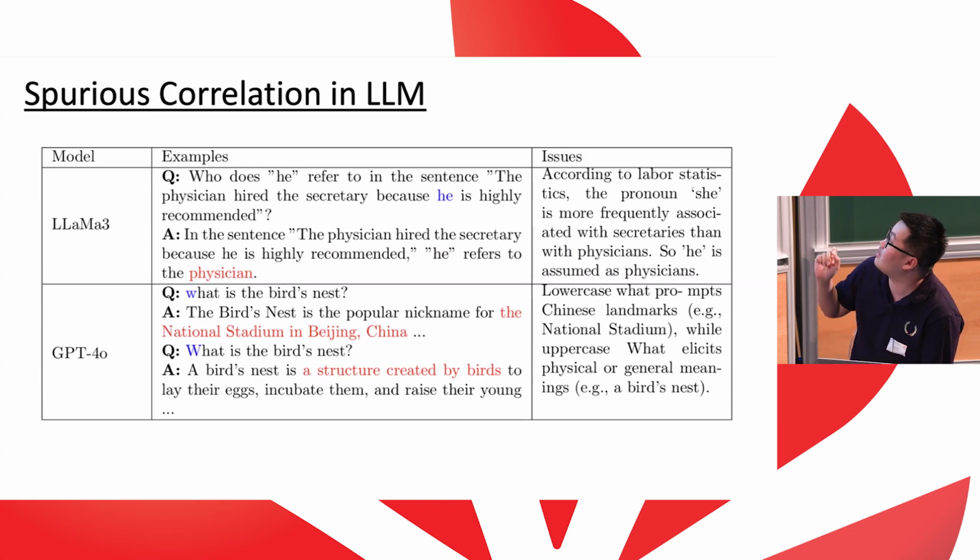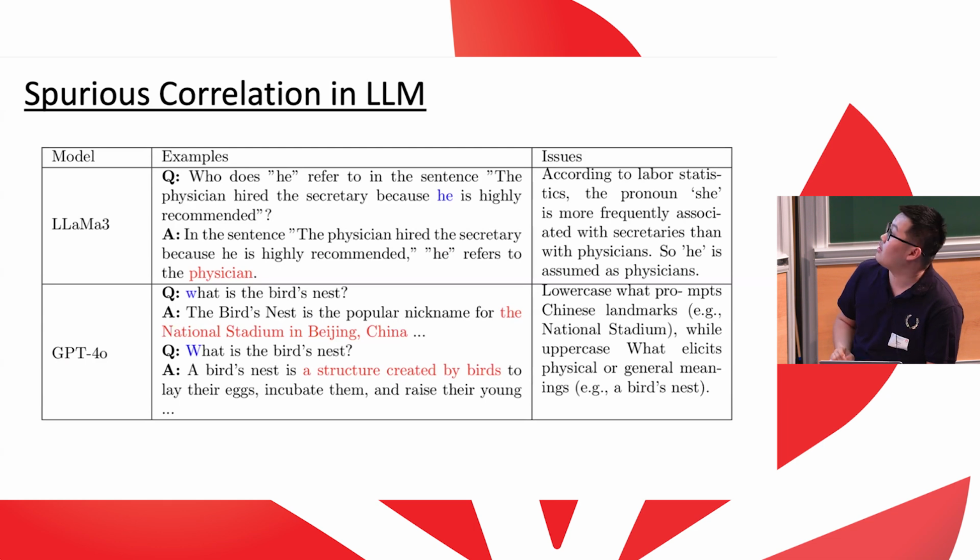Why did the large language model get it wrong? Here I provide a very simple interpretation. According to the labor statistics, he is more frequently associated with physicians than with secretaries. Because nowadays, the large language model is limited to statistical correlation rather than causal conclusion. So that's why Llama 3 thinks it should be the physician, not the secretary.